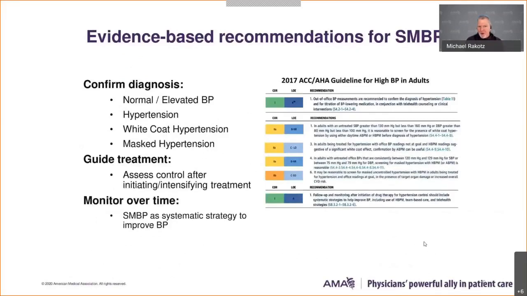So I'm not going to go through all the details, but I will say that in 2017, the ACC/AHA guideline came out with very strong evidence, the strongest level of evidence, 1A recommendations for using SMBP to confirm a diagnosis of hypertension, for guiding treatment and titration of medications after a diagnosis has been made, and for monitoring over time as a systematic strategy to improve blood pressure control, along with telemonitoring and team-based care. Next slide.